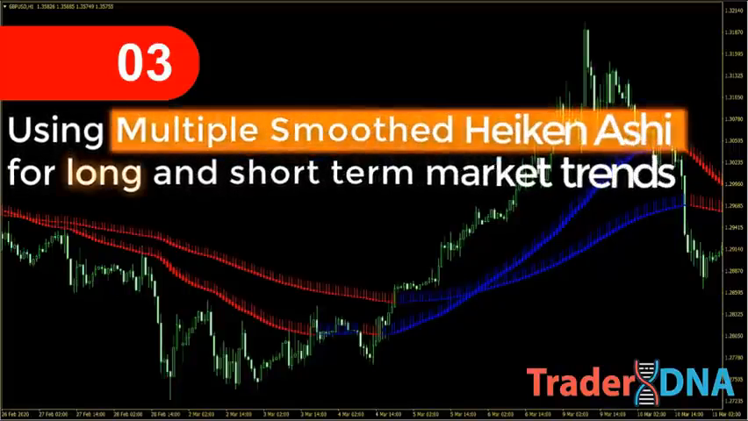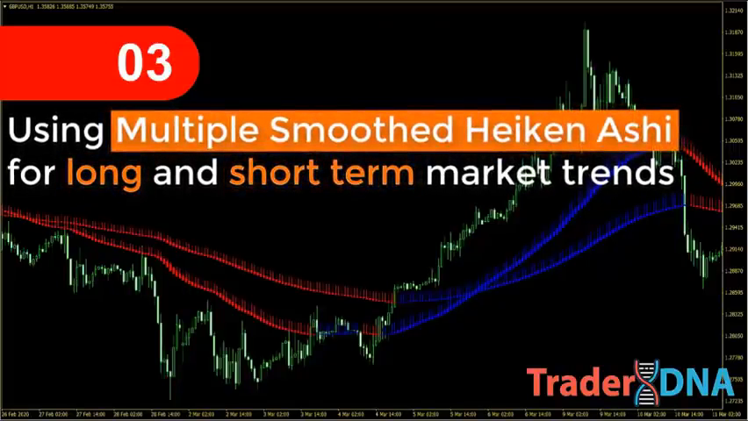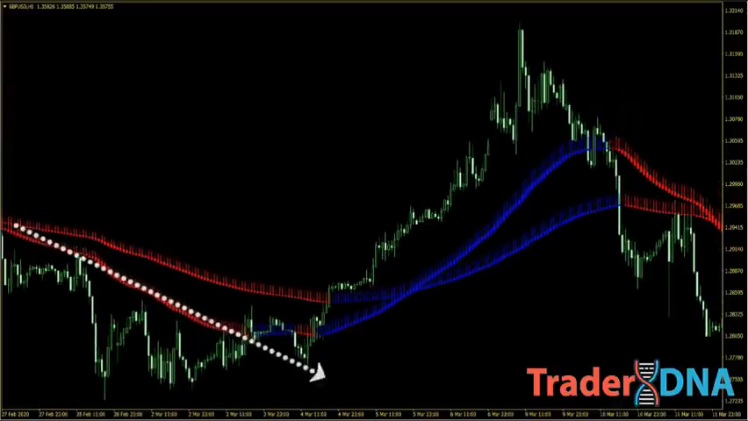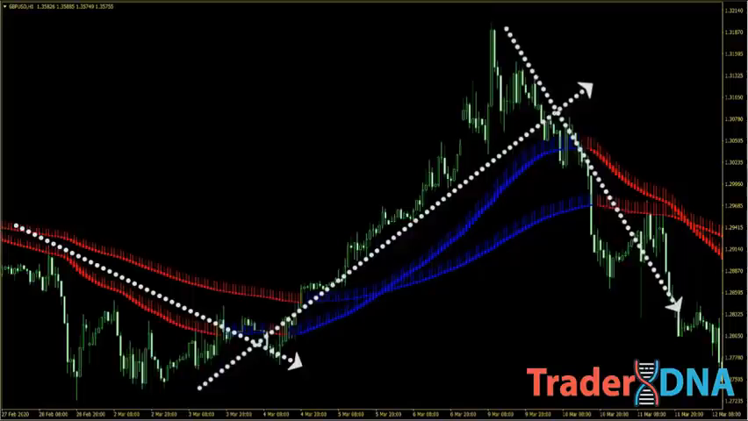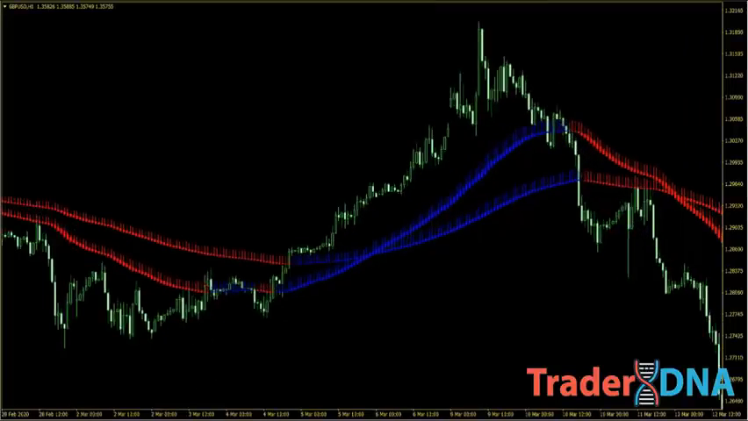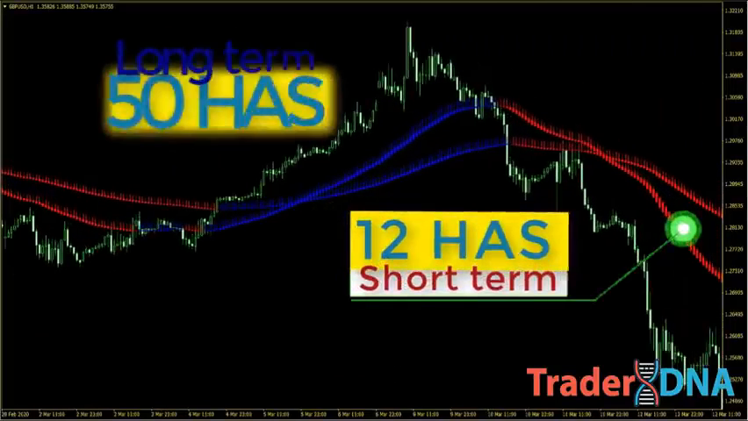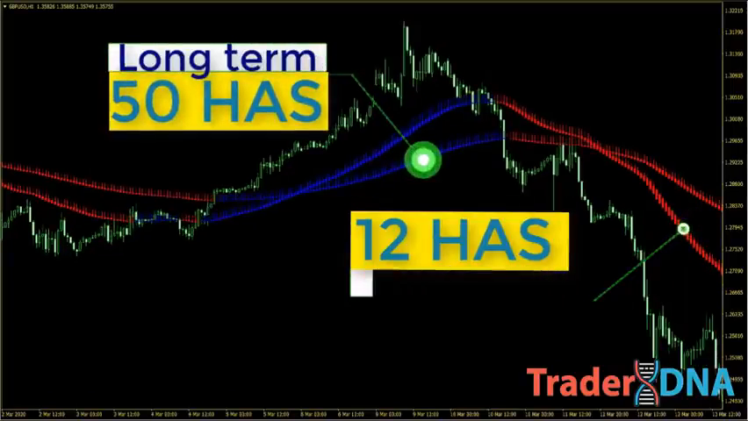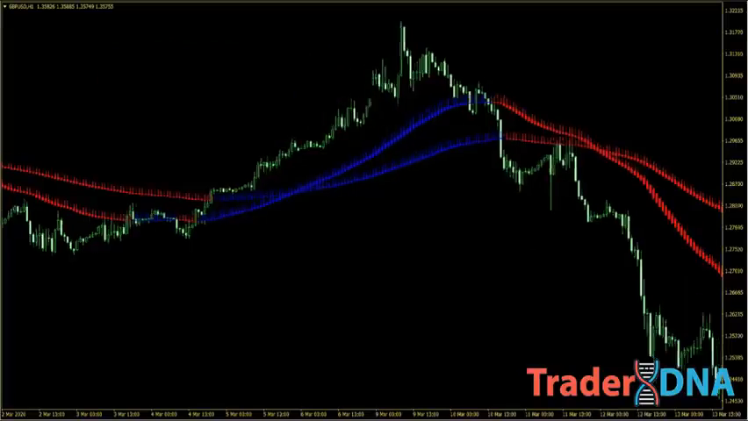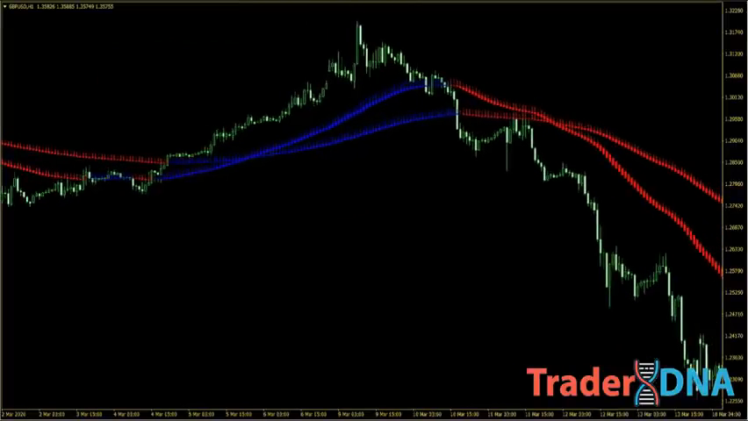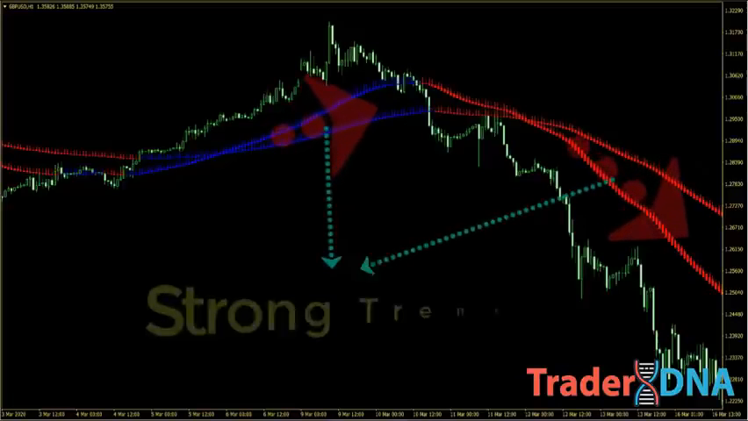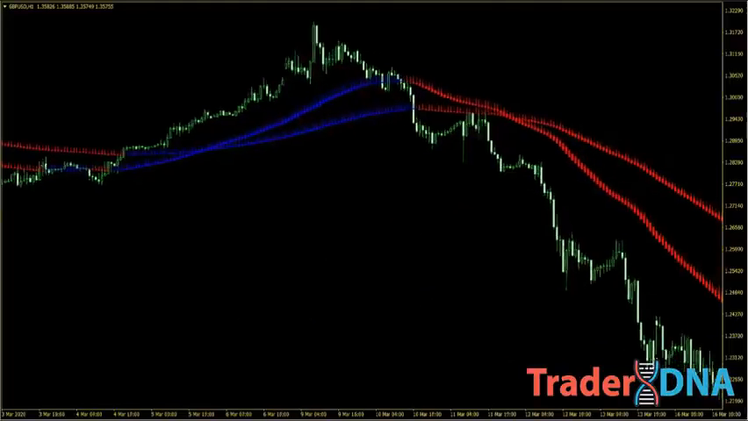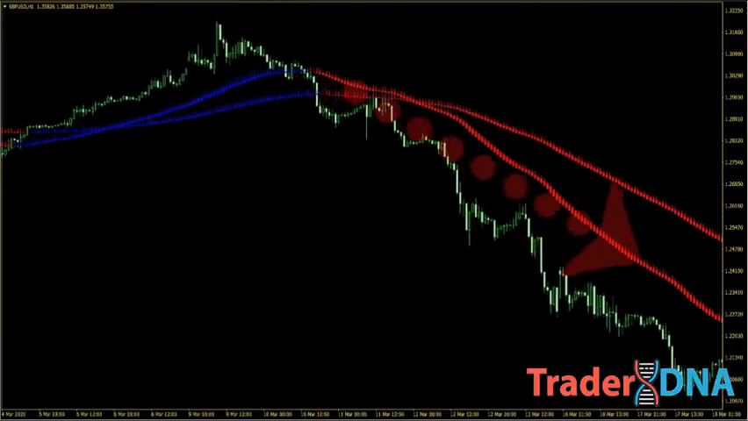Third, using multiple smooth Heiken Ashi for long and short-term market trends. This multiple smooth Heiken Ashi is a technical indicator that identifies changing trends, breakouts, and trading opportunities in the price of an asset by combining two smooth Heiken Ashi with different time periods. This allows traders to simultaneously assess the short and long-term trends in the market. As price crosses above or below these plotted levels on the graph, it can be explained as either strength or weakness for the asset you are trading. This method of using more than one smooth Heiken Ashi can be extremely useful in trending markets.